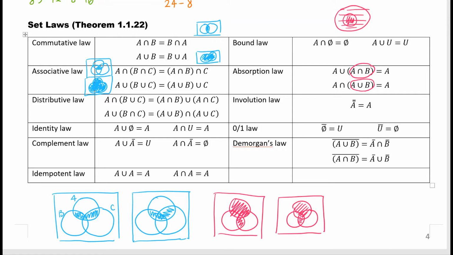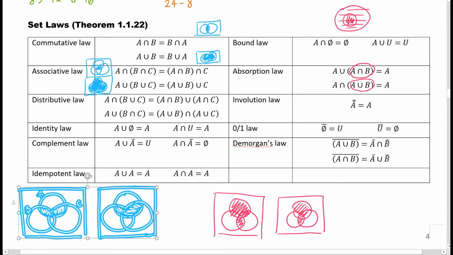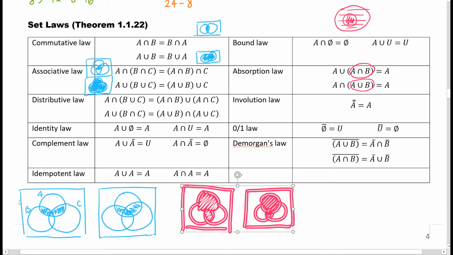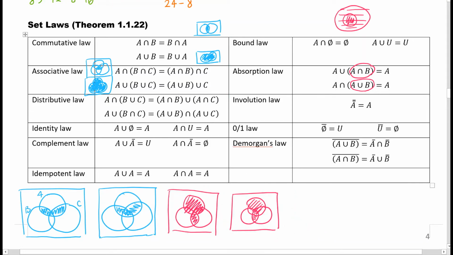And next we have De Morgan's law. A union B, then complement, equals A complement intersect B complement. Okay, so how to prove that? I'm going to show you the Venn diagram. Let me move this to the left so we can have more space here. Sorry, I should have saved more space at the beginning.